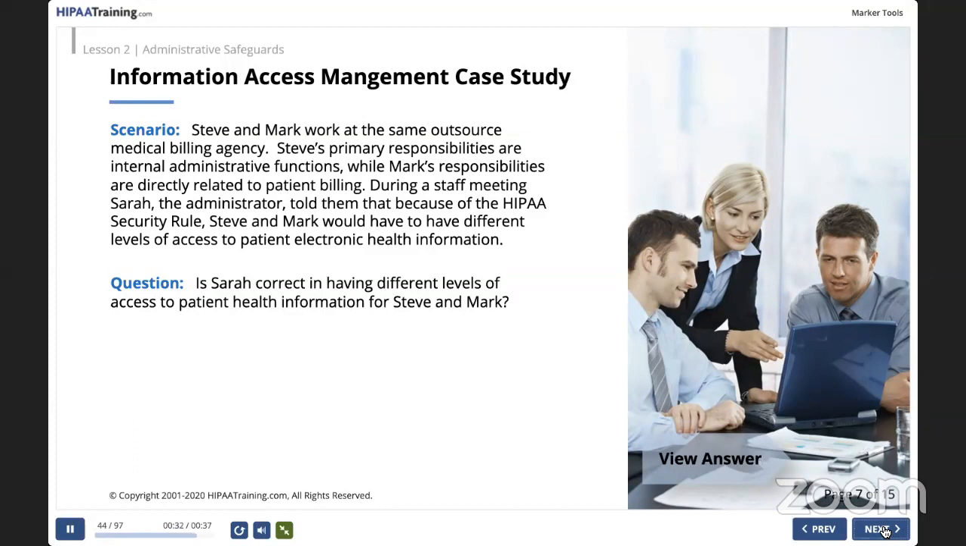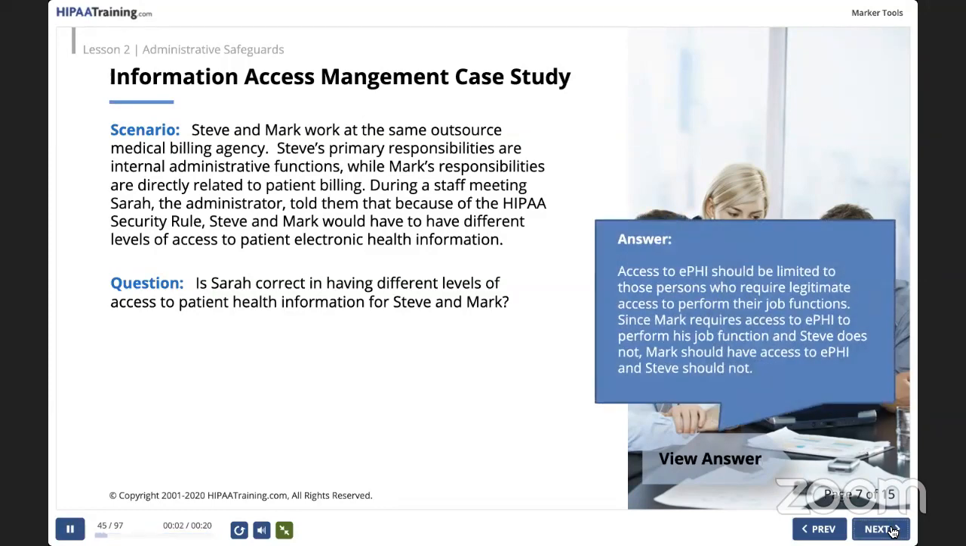Question: is Sarah correct in having different levels of access to patient health information for Steve and Mark? Answer: access to EPHI should be limited to those persons who require legitimate access to perform their job functions. Since Mark requires access to EPHI to perform his job function and Steve does not, Mark should have access to EPHI and Steve should not.